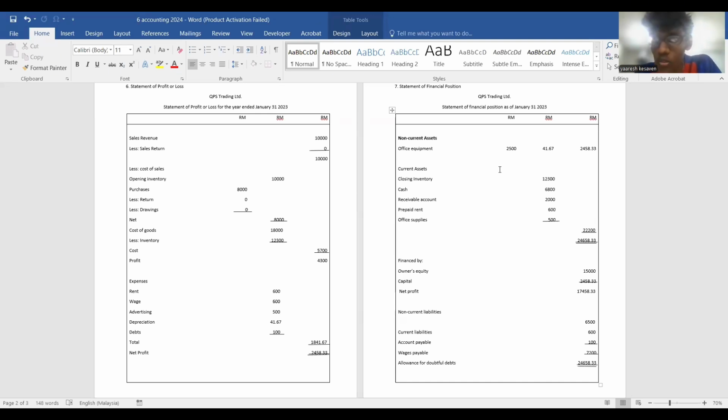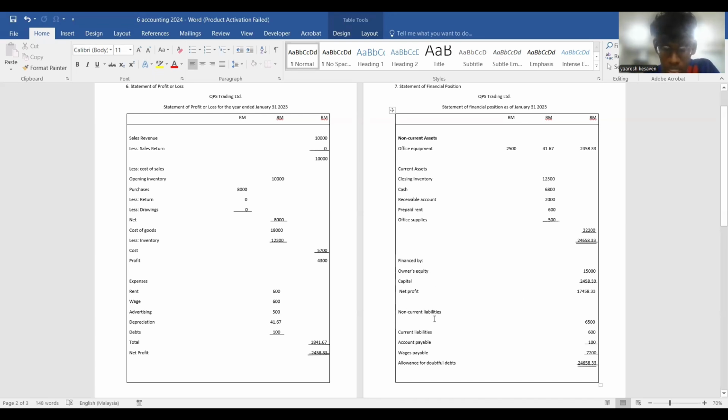So from this amount over here, we will be totaling it up, and then we will be getting this amount. And then moving on to the owner's equity, which is 50,000. The capital will be 2,458 ringgit 33 cents. And the net profit will be 17,458 ringgit 33 cents.